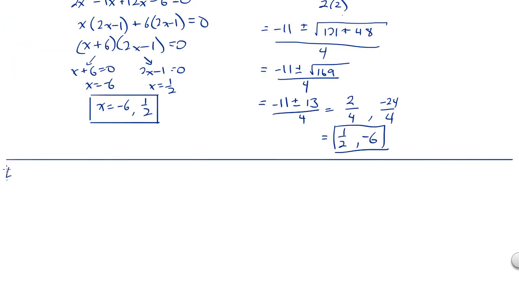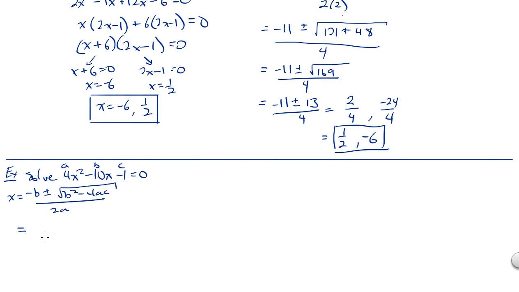And that's it. So let's look at another one. Let's see if we can squeeze it in here. Let's solve this: 4x squared minus 10x minus 1 equals 0. So again, our quadratic formula, negative b plus or minus the square root of b squared minus 4ac, all over 2a. Identify your a, b, and c. A is 4, b is negative 10, c is negative 1. That's important for when we plug these numbers in.